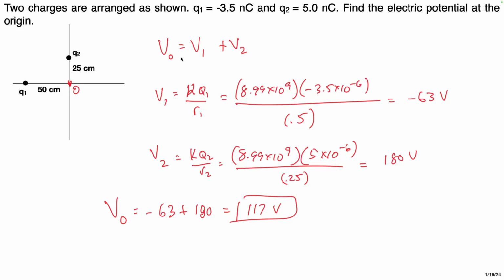Voltage is a straight up number. Yes, it can be positive or negative, but we just put it together. We add negative, add positive, and we come up with this value for what the voltage is there. Now I know the voltage there. Can I find the electric field at that point? Well, sure, there's a relationship between the electric field and the potential.